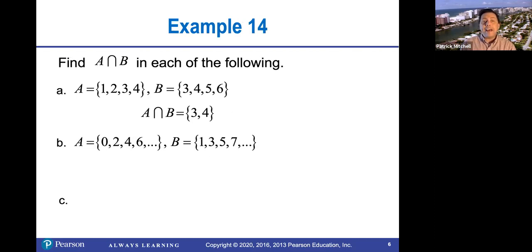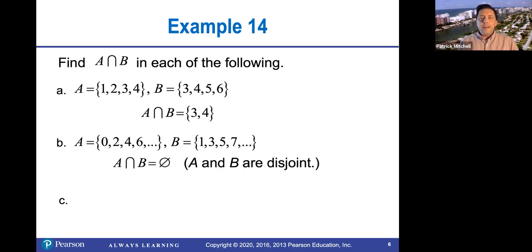The next example, A is the set 0, 2, 4, 6, and so on. In other words, even whole numbers. And B is the set 1, 3, 5, 7, and so on. In other words, odd whole numbers. So what do those two sets have in common? They don't have anything in common. So the intersection of those sets is the empty set. And whenever that happens, we say that the sets A and B are disjoint. Disjoint sets have no elements in common.